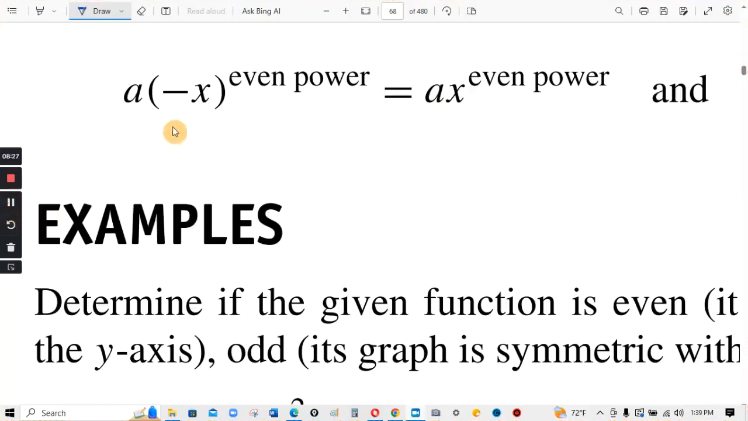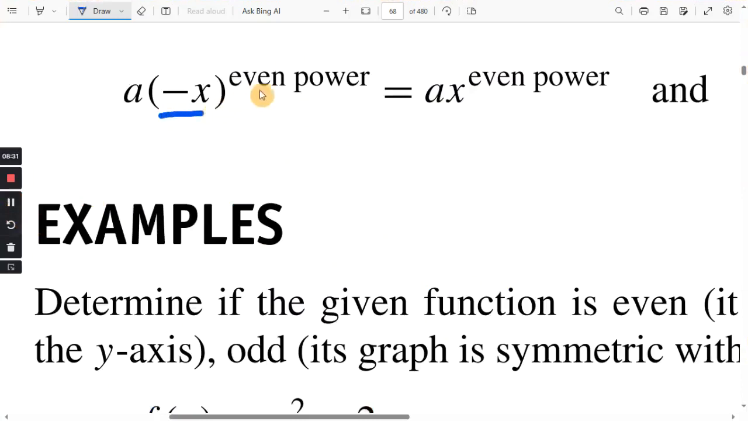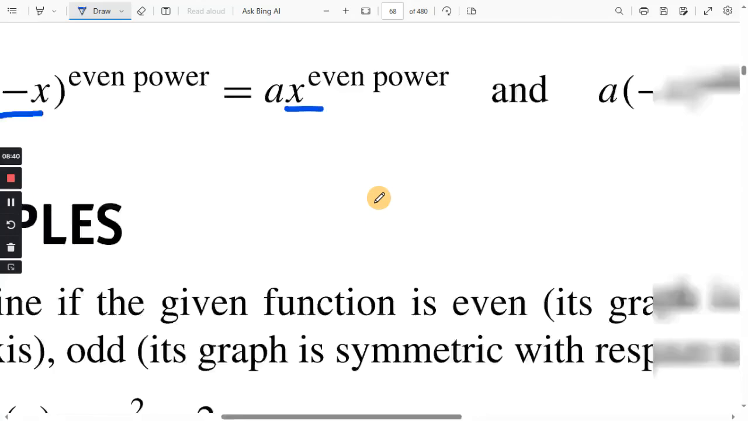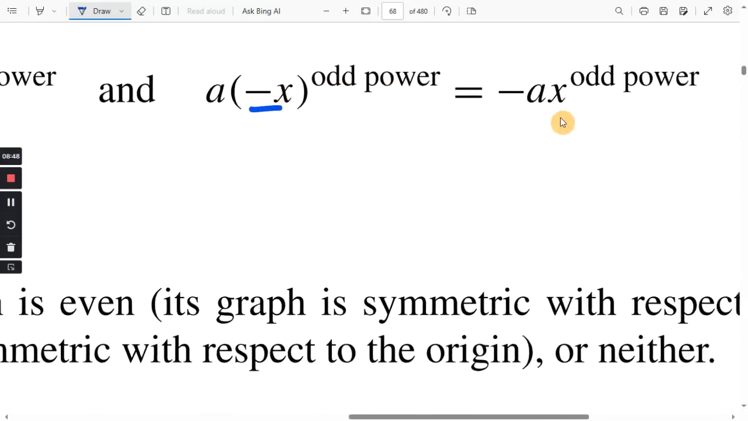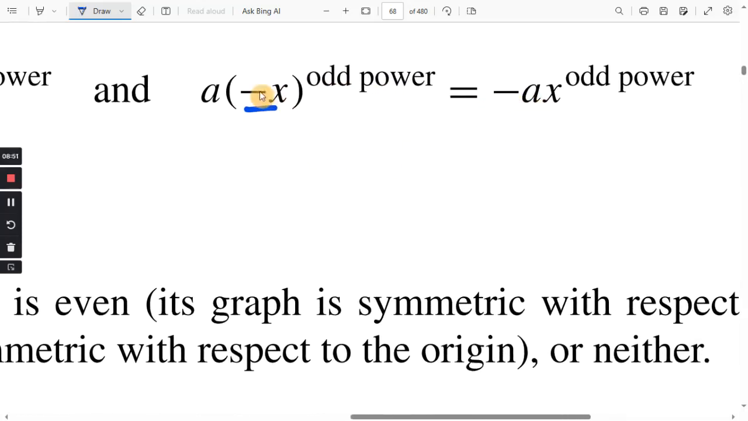Now, one thing you want to remember, if you have a negative number or negative x and you raise that to an even power, that x is going to become positive, because negative times negative is positive. However, if you have a negative x with an odd exponent, that x is going to stay negative, and that negative just gets moved out front. So negative x, a times negative x is negative ax if it's an odd power.